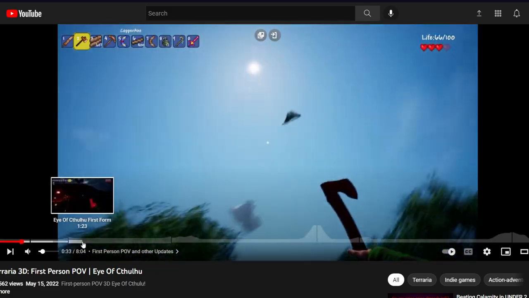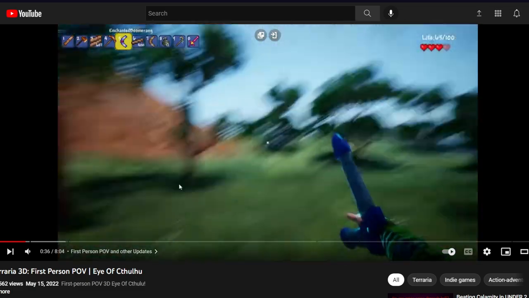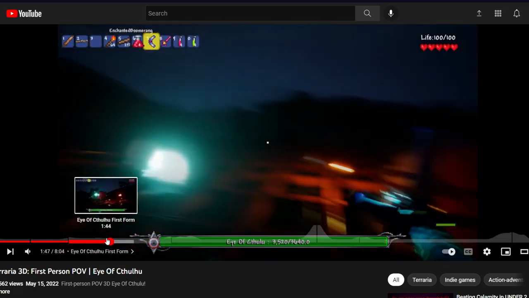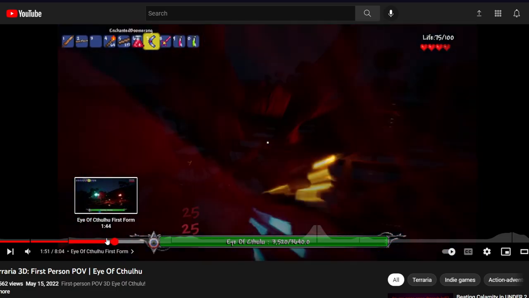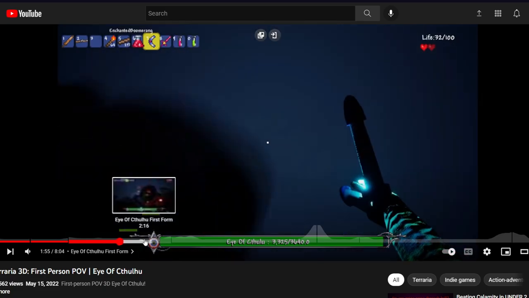I do want to see him fight the Eye of Cthulhu. Look, he's playing Terraria in first person. This alone is already crazy. Look at this. Imagine fighting the Eye of Cthulhu in first person like this. This is low-key kind of scary. Just the way the ambience of the game looks, it's all dark, the lighting. This could be kind of terrifying, low-key.